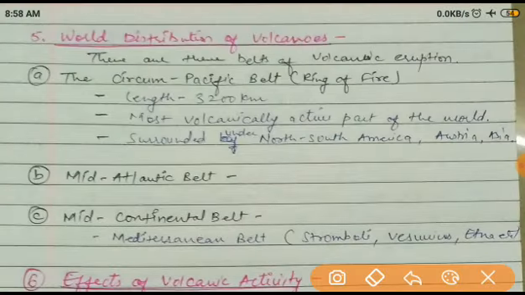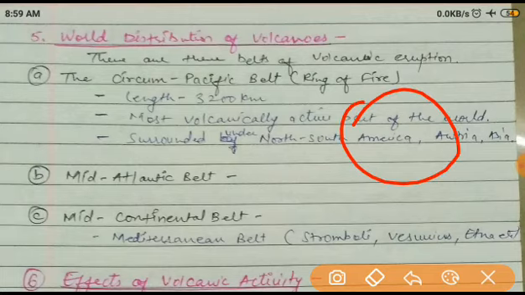Now talking about the world distribution of volcanoes. Where are these volcanoes located? In the whole world, these volcanoes are categorized into three belts. Belts mean where the maximum volcanoes are. Just like we wear a belt, the same way, where these volcanoes are concentrated, this is called a belt. So basically in the whole world we categorize three belts of volcanoes.